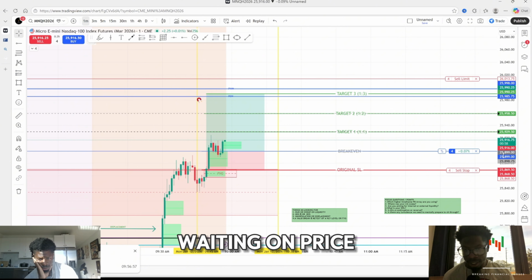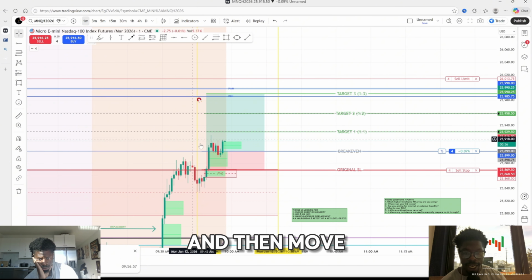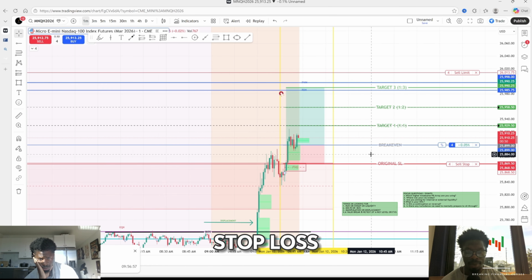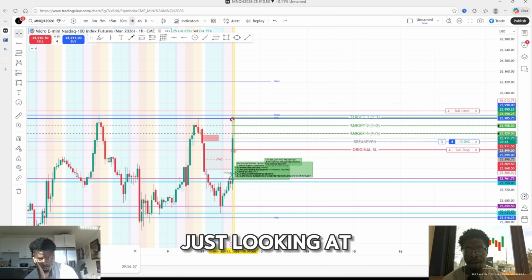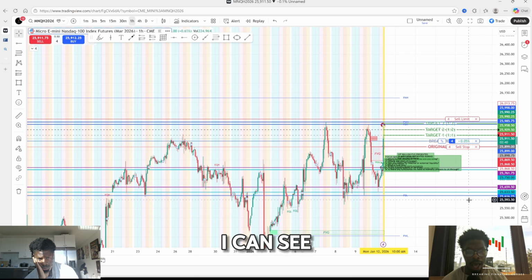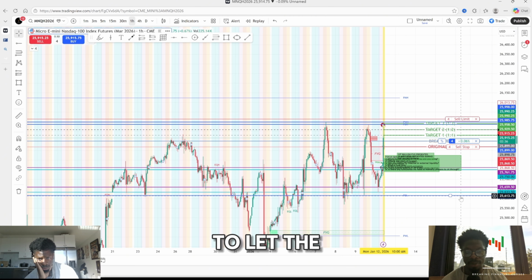I was just waiting on price to at least get to my 1-to-1 and then move it to break even. But we never saw that happen. It just went straight to my stop loss. And I was just looking at where we were, going right into that hourly bearish fair value gap. I'm like, okay, cool. Like I said, I just wanted to let the probabilities play out.